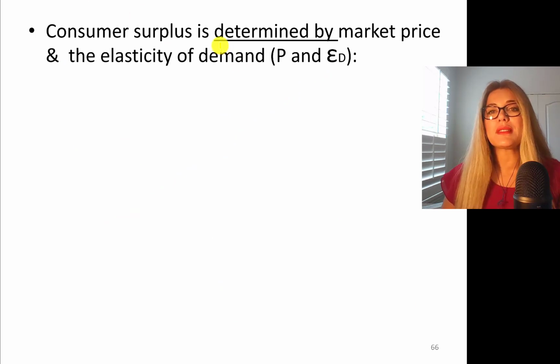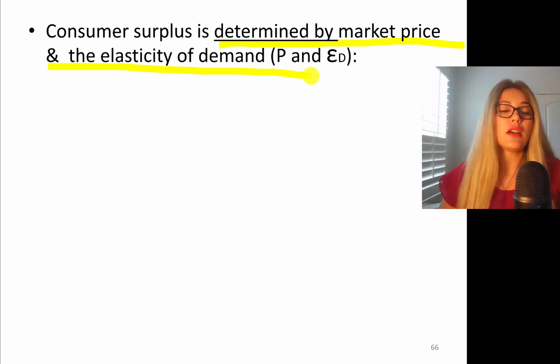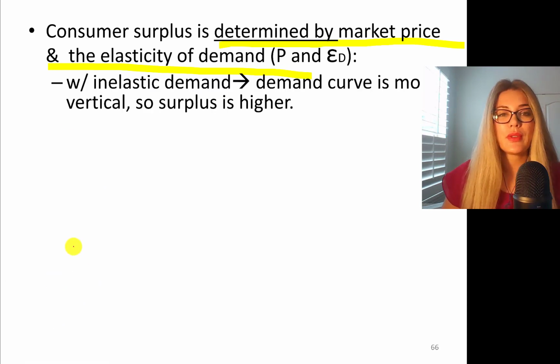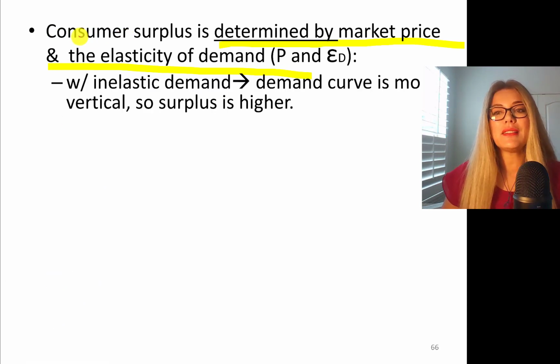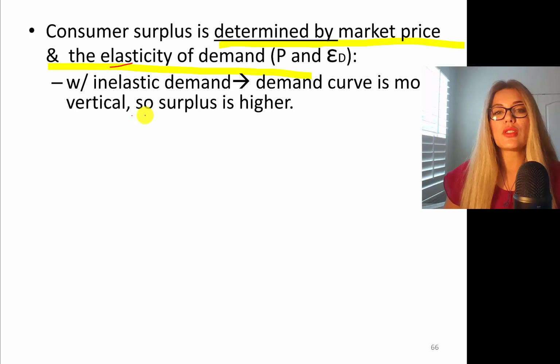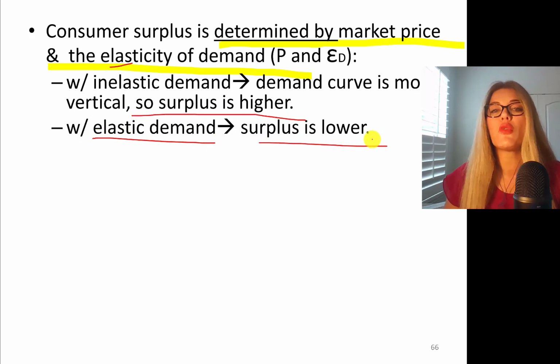So consumer surplus is determined by the market price, equilibrium price, and the elasticity of demand. Elasticity of demand, remember, determines the shape of your demand curve. With inelastic demand, the demand curve is more vertical, close to vertical. So surplus is going to be higher. I'm going to show this to you. With elastic demand, surplus will be lower.